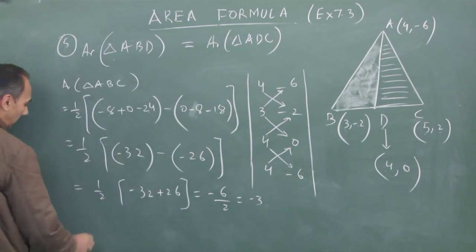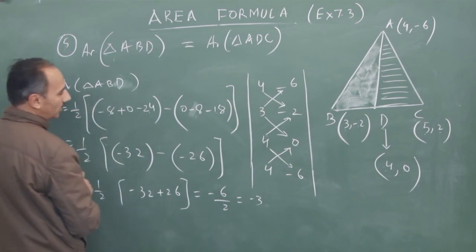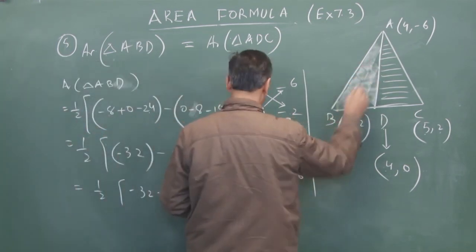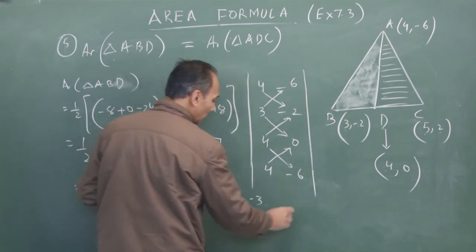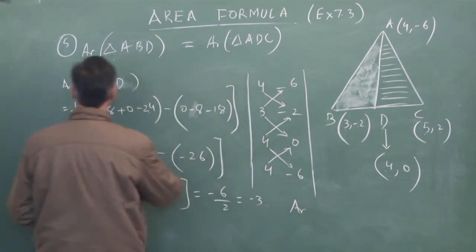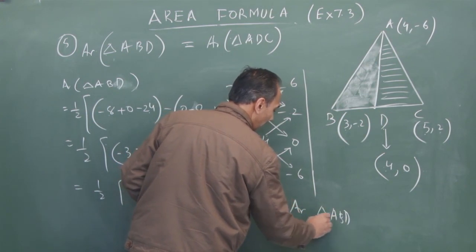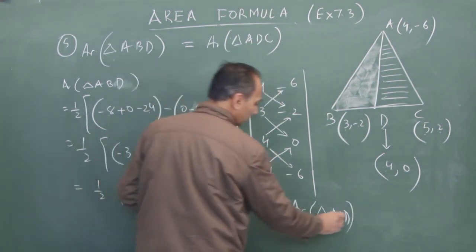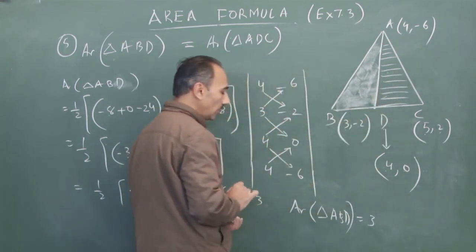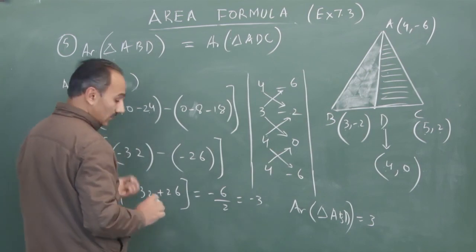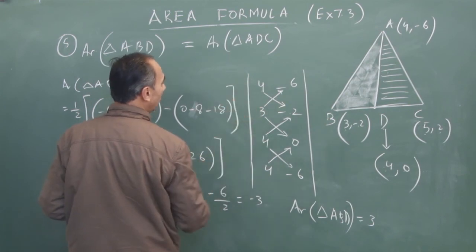So area of triangle, it should be ABD, not ABC, it should be ABD, right? ABD. It's minus 3. Since area is a positive quantity we ignore the negative sign, or you could take the modulus of this. So the area of triangle ABD turned out to be 3 units. That means the area of triangle ADC should also be 3 units. So let's work that out. We got ABD as 3 units. Now we work for ADC.